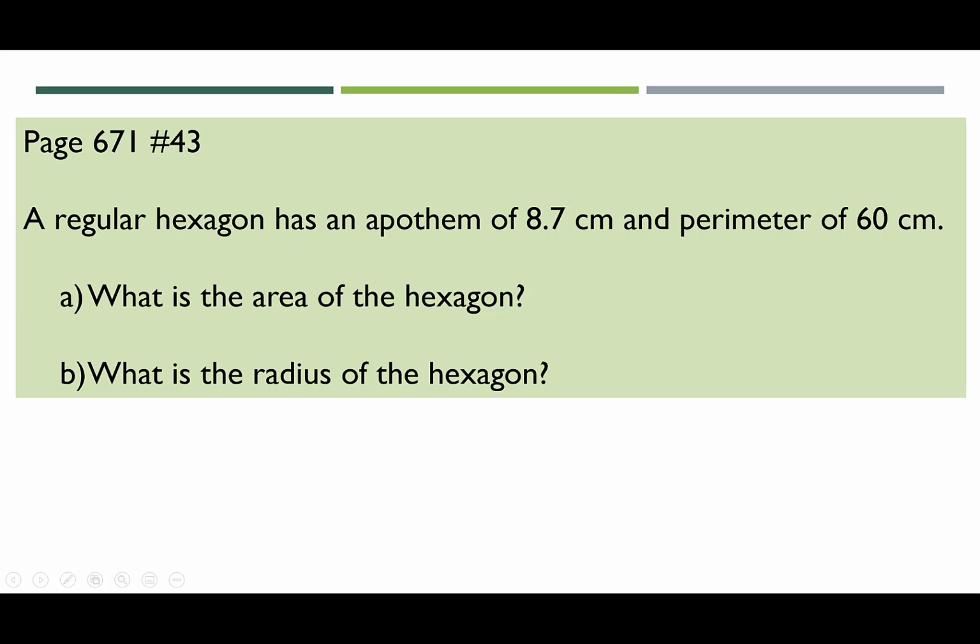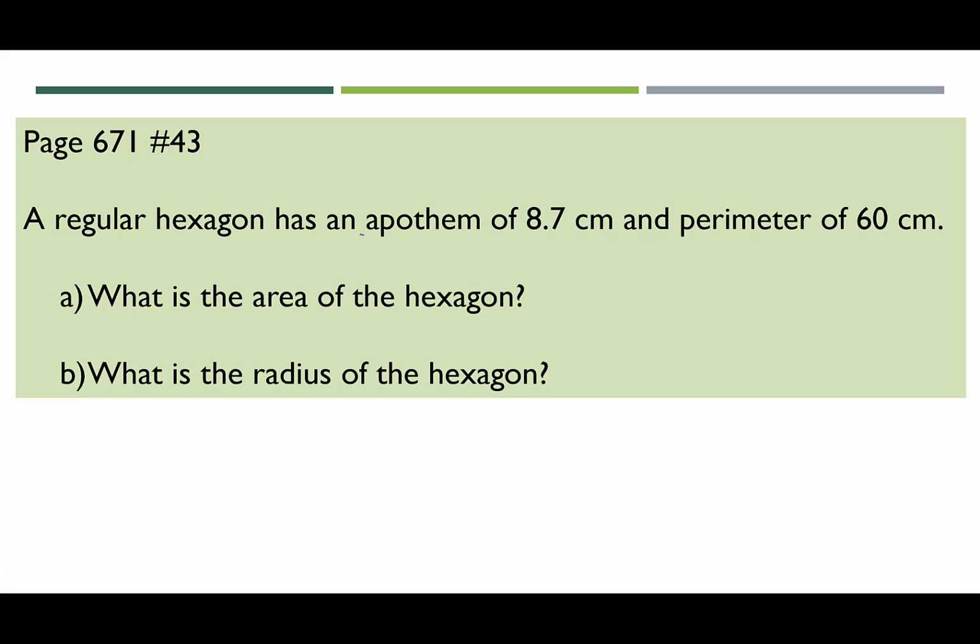This one is from page 671. It says a regular hexagon has an apothem of 8.7 centimeters and a perimeter of 60. And then there's two questions. What is the area of the hexagon? And then what is the radius of the hexagon?